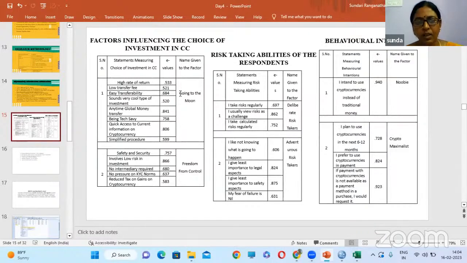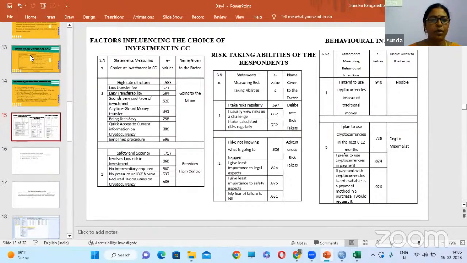So in your study also, when you apply exploratory factor analysis, you will be naming the factors, and you have to justify giving those names. These are all my study variables. To measure the factors influencing choice of investment in cryptocurrency, I have used all these variables.